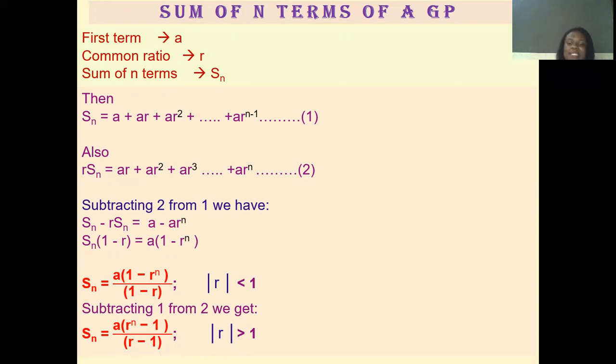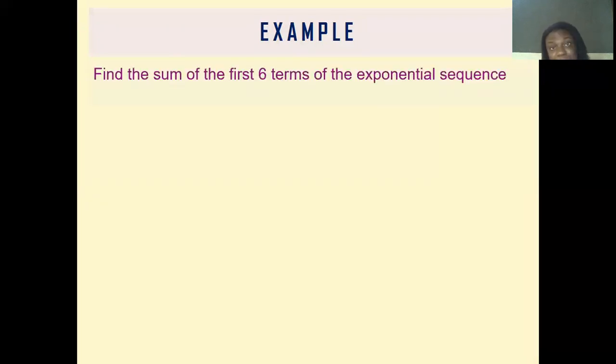Okay, so that's that for the sum of n terms of a GP. Let's now see how we can apply that formula. The responsibility also lies with you here to know which formula to use. Now we'll find the sum of the first 6 terms of the exponential sequence 18, 6 and 2, and then it keeps going on and on. So let's just say, what do we have?